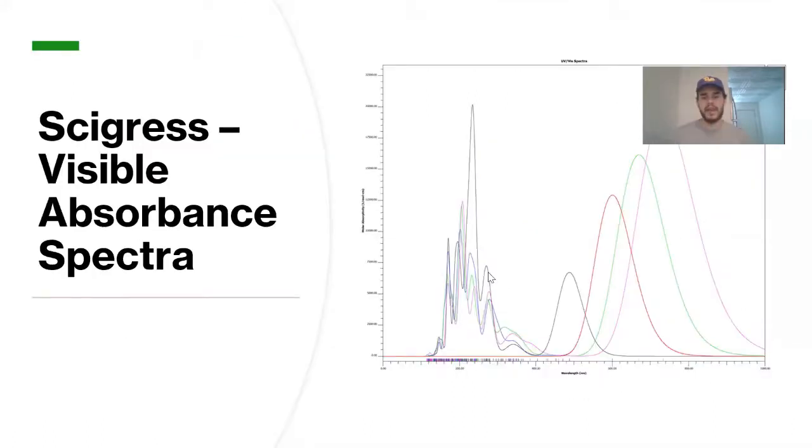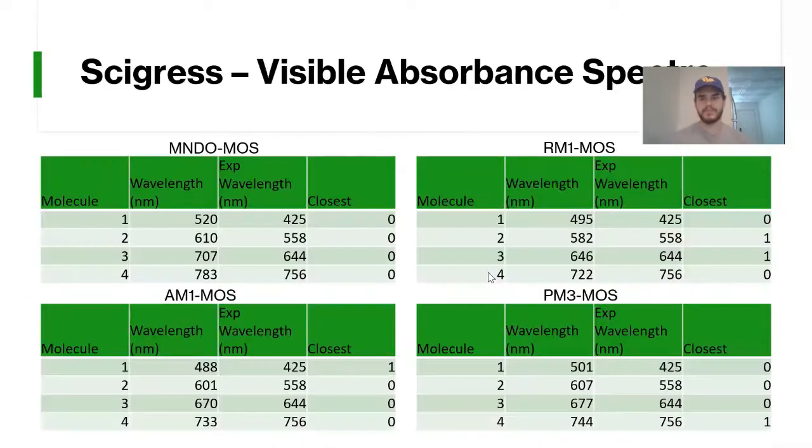The last form of analysis used was Sigris. Each of the 4 cyanine molecules was modeled, and a simulation of the absorbance spectra was generated using 4 different models. An example of one of these models is pictured on the right. This is the data collected for the 4 models used. Pictured in the charts is a comparison of the wavelength found from the model compared to the wavelength found experimentally. The last column, labeled closest, indicates if the model yielded the most similar value to our experimentally determined value.